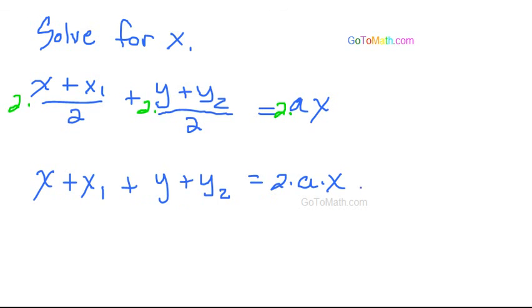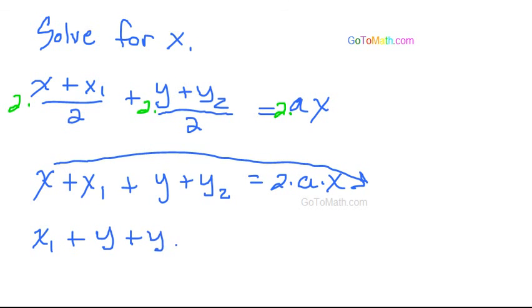What are we going to do here? We've got 2 times a times x. Let's take this x over to this side. Since it's a positive coefficient, when we take it over here, it becomes negative. So now we have x sub 1 plus y sub 2 is equal to 2a times x minus x.